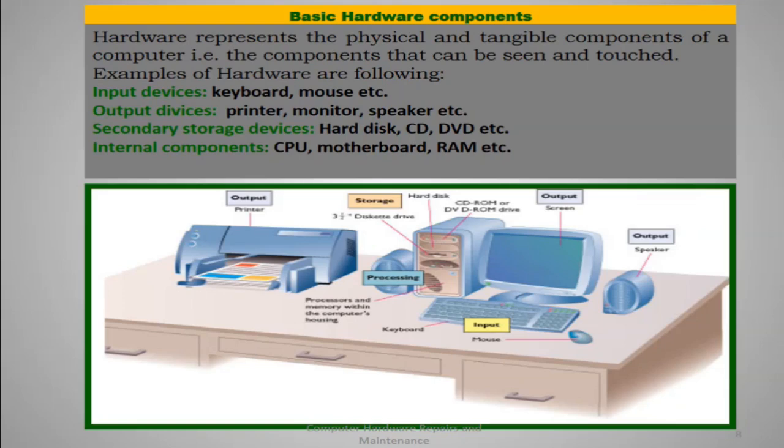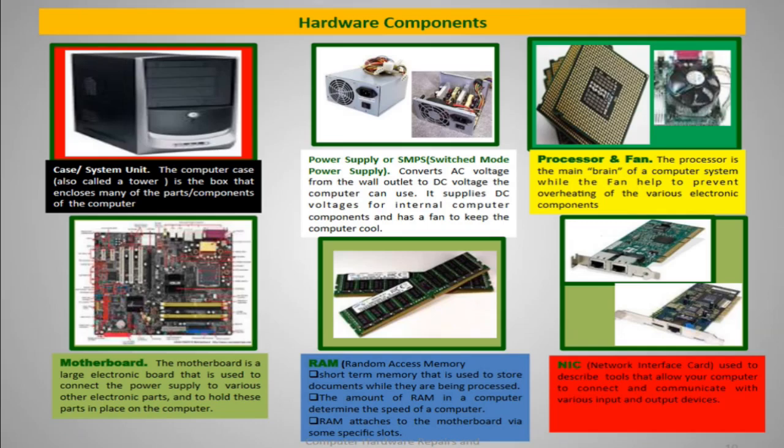Input: keyboard, mouse, etc. Output devices: printer, monitor, speaker, etc. Secondary storage device, power, and then the other one, speaker. Good. Now you can see some of the devices there. Of course, these are things that many of you are already familiar with.